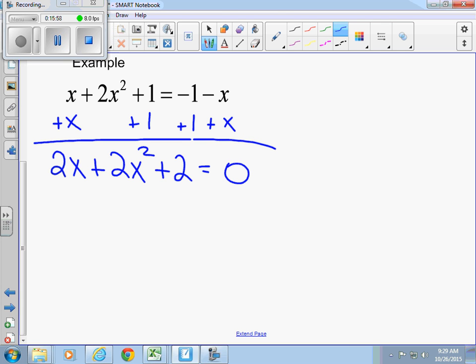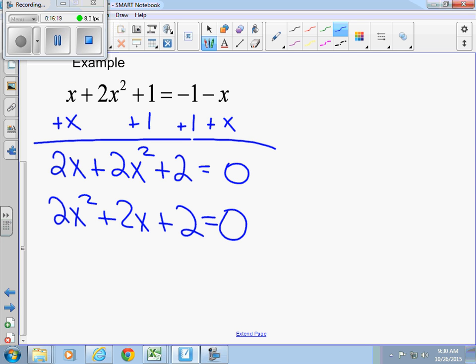Any questions so far? Rearrange it. This format is not quite right. What's not quite right about it? The x squared needs to be in front. If you were solving by factoring, wouldn't you do the same thing?